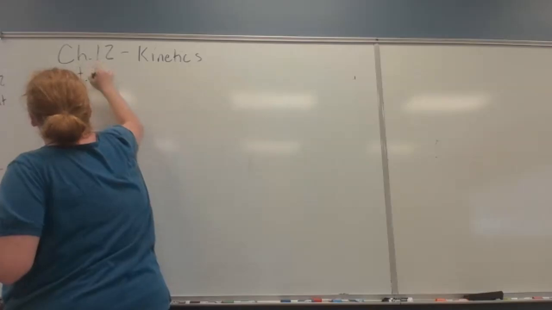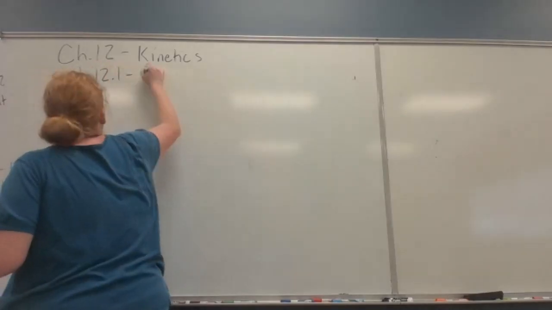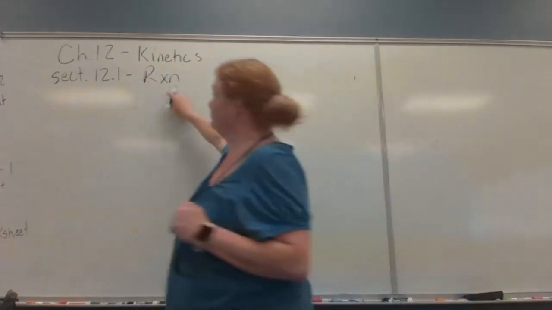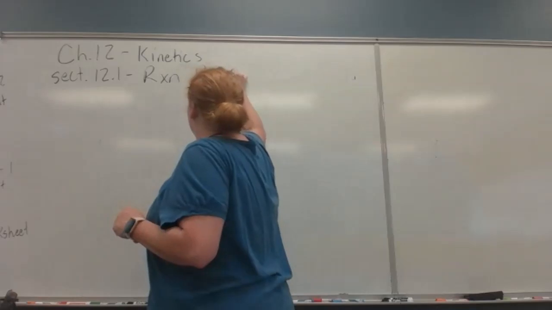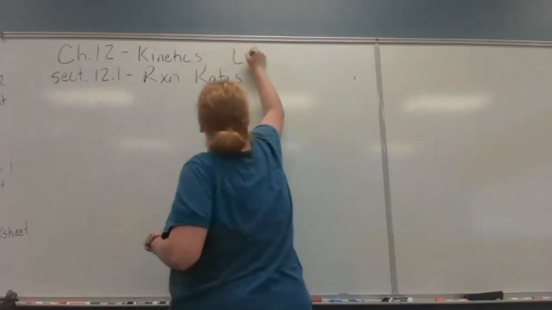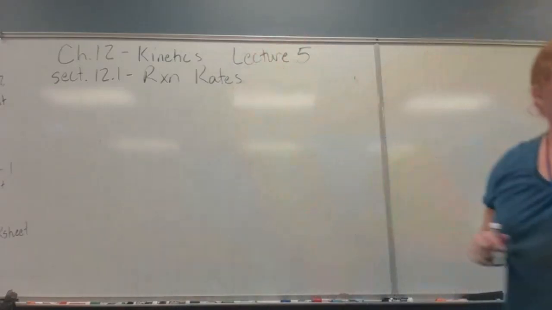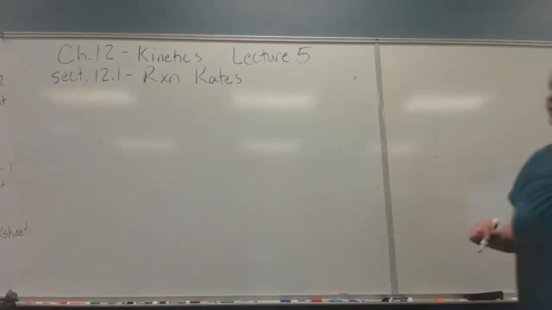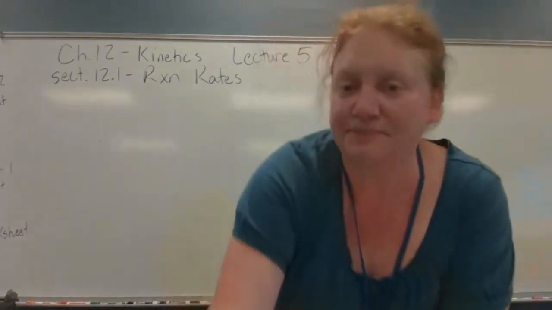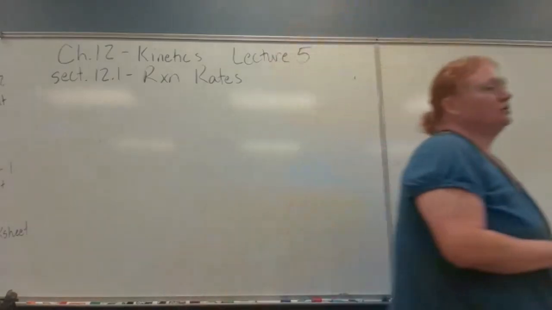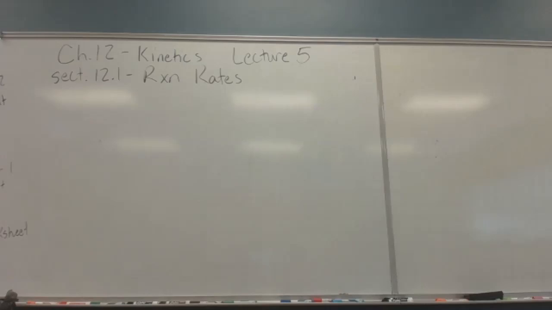So let's do our first section. Reaction. That's my abbreviation for the word reaction, right? Reaction rate. So these are numbered. Lecture set 5 starts off our kinetics chapter. Let's talk about what is a reaction rate. A rate is a measure of change over time. That's a rate. How does something change over time?